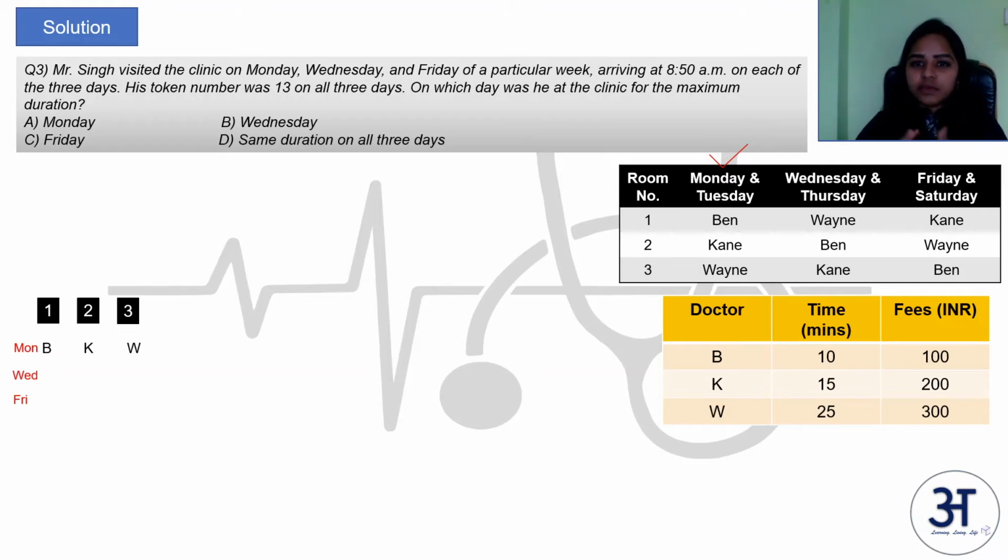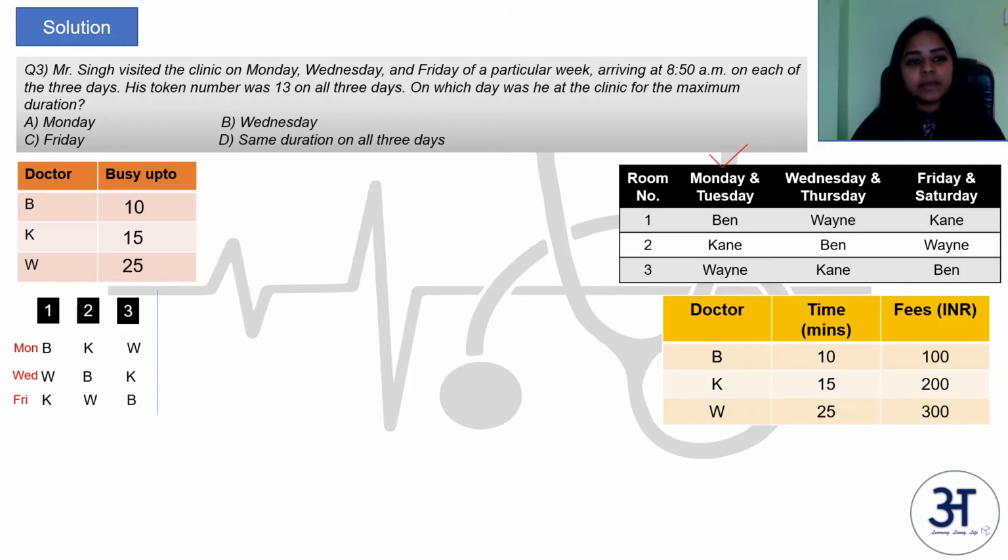So in case of Monday, for the first 3 patients, all the 3 rooms are free. So they'll go to the doctors according to the room numbers. So B, K, W in that order. Dr. Ben, Dr. Kane and Dr. Wayne. So in case of Wednesday also, the order would be similar to that of the room numbers.